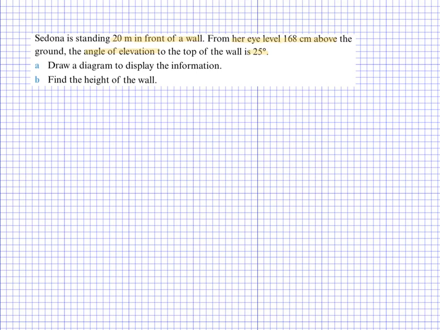So again, drawing our diagram doesn't have to be perfect. We've got Sendona standing here, we'll call her S. She's standing 20 meters in front of a wall. And again, we know that floors and walls in maths meet perfectly at a right angle. From her eye level, the angle of elevation to the top of the wall is 25 degrees. I'm just going to replace this S with her height, which is 168 centimeters, and we'll put the S here.